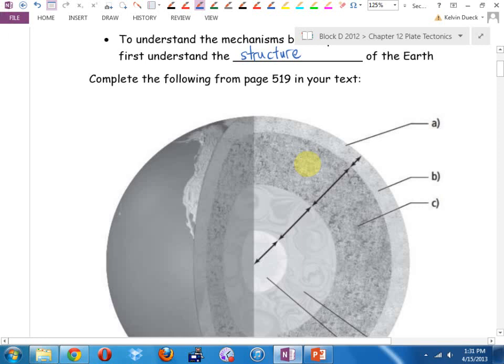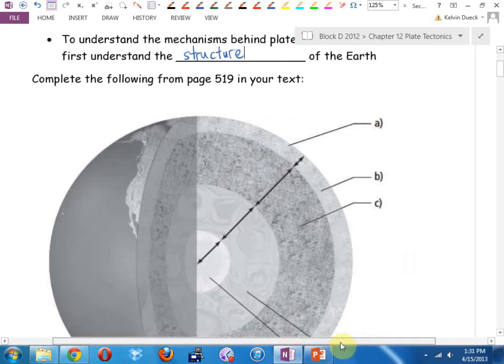I wrote here, complete the following from page 519 in your text. I'll fill this in, but if you have your text open to page 519, it'll be easier for you to follow along. You don't have to, but if you want to quickly open to page 519, you can. This is what we think the Earth looks like based on radar signals, based on the Earth's magnetic field, based on our best observational data. We haven't drilled down very far, so this is all second-hand inference, second-hand guesswork.